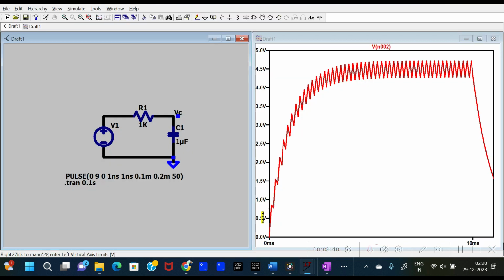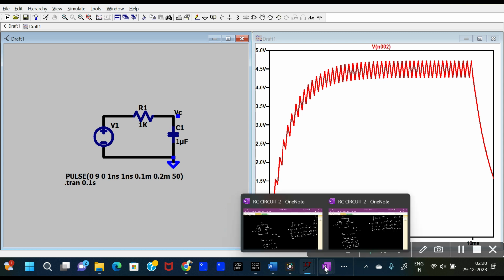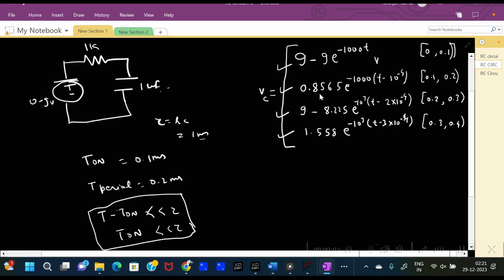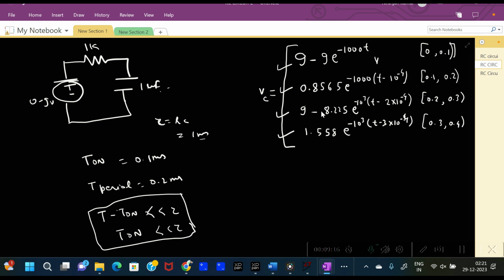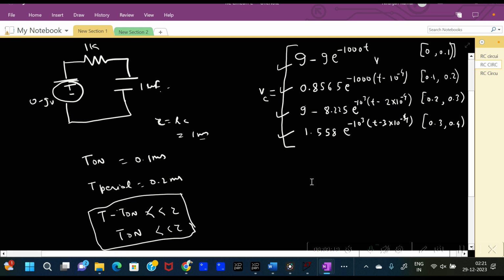So you can see that it will discharge to a value somewhere near here, and that value you can again find using this equation, which is 0.7750. The very first time, the capacitor had charged up to 0.8565. On the first discharge, from 0.1 to 0.2, it goes down to 0.7750. It means whatever voltage we accumulated, it discharges only a fraction of it, leaving 0.7750 volt.